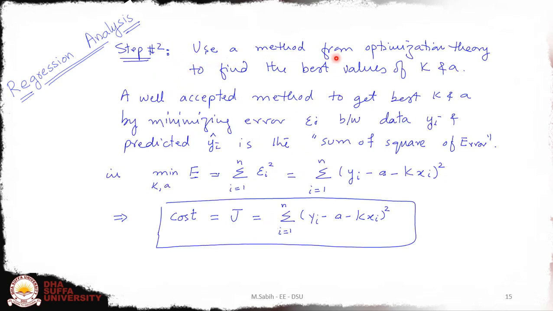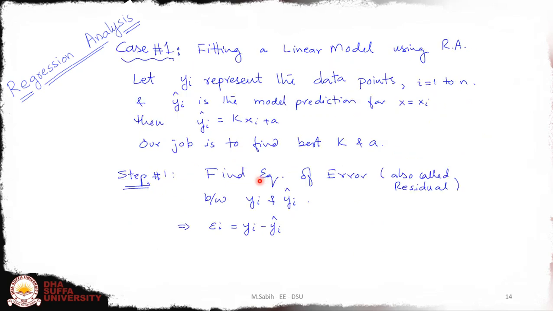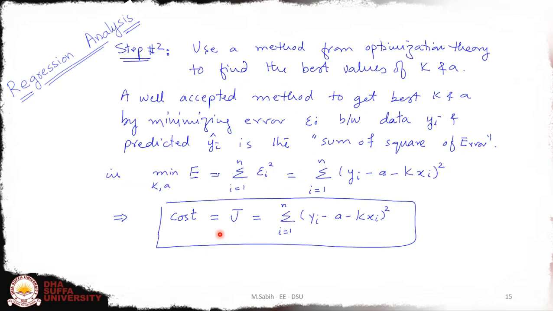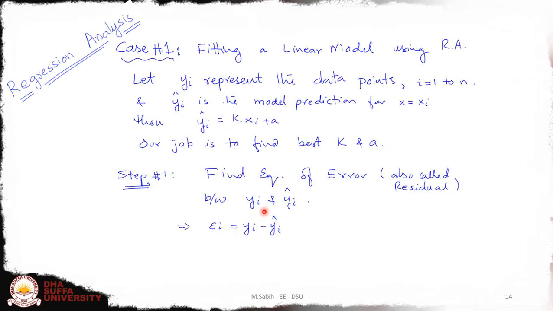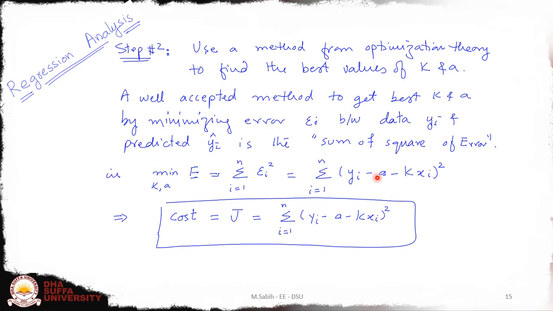Step 2 is to use a method from optimization theory to find the best values of k and a. A well accepted method to minimize is the sum of the squares of error, the least squares method, in which we form this objective function, this cost function, and try to reduce it. So the cost function E is the sum of epsilon i squared, where epsilon i is the difference between yi minus yi hat, and notice that yi hat is basically k xi plus a. So it is yi minus a minus k xi.